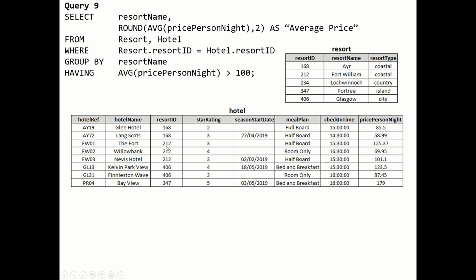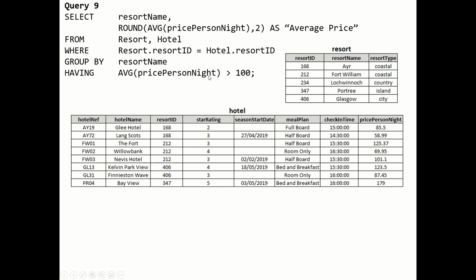And then we're grouping by resort name. Again, they've done that weird thing where they're grouping by the name of the resort rather than the primary key, rather than the ID for it. Anyway, so we're going to get a group of all the Ayr rows. So these 2 rows for Ayr, these 3 rows for Fort William, these 2 for Glasgow, and this one for Portree. So 4 groups.